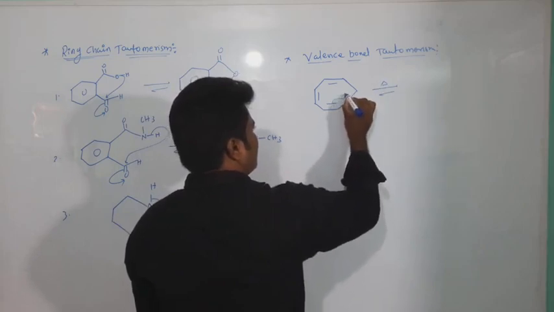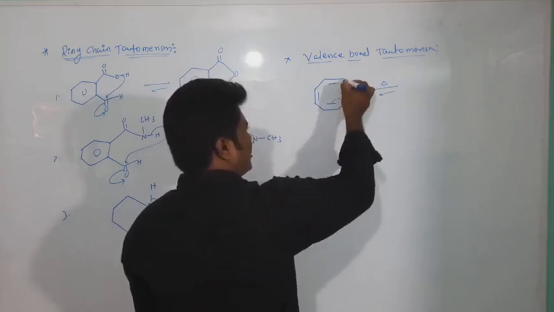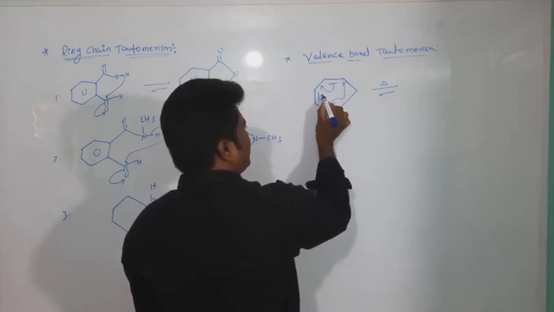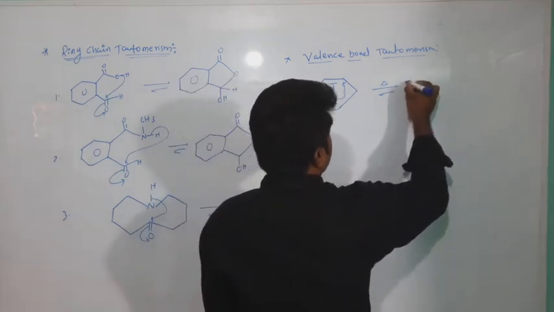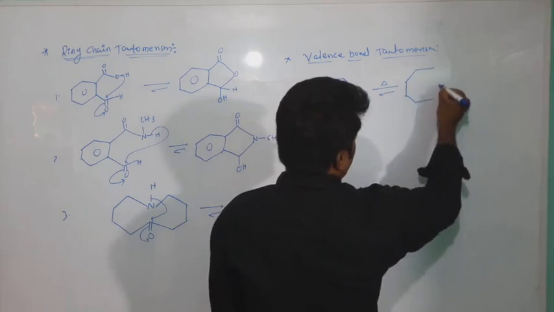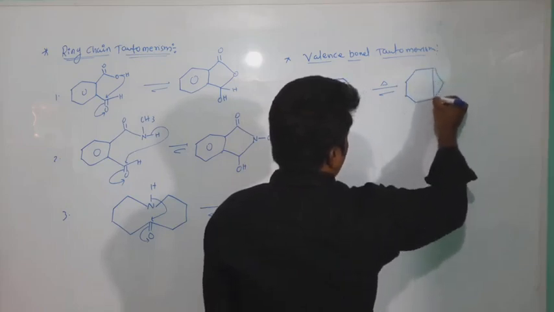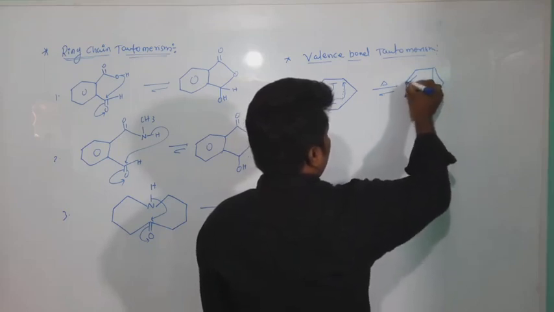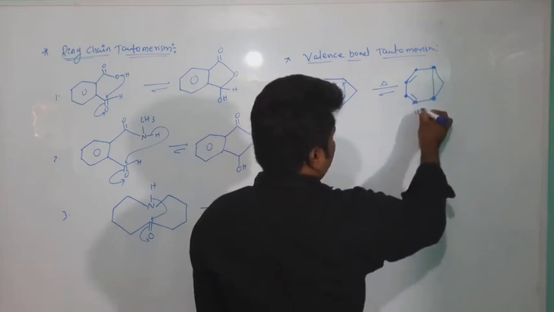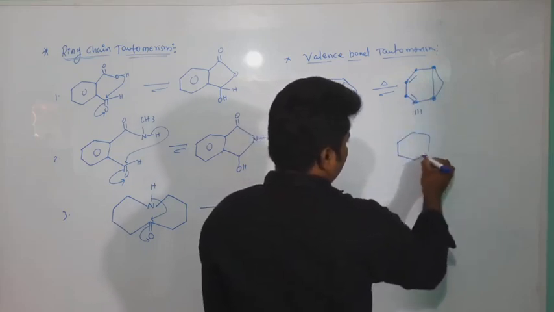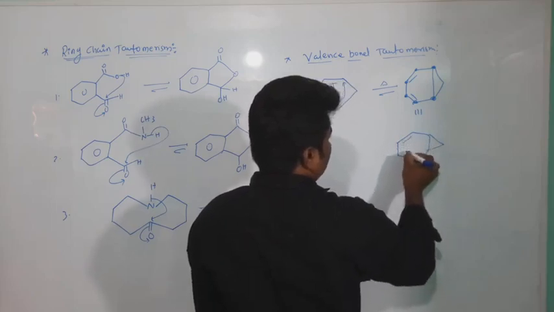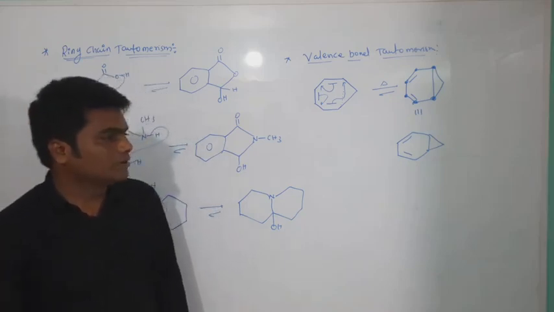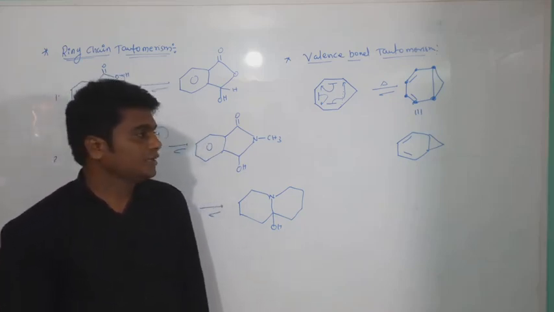See here, this pi electron forms the sigma bond here. It means a sigma bond will form like this. Now this pi electron is transferred to here, and now this pi electron is transferred here. Now write the structure as it is. See here, the new bond is formed here. Pi electrons are transferred. Count 1, 2, 3, 4, 5, 6. It means you can write an equivalent structure here. This is a 6-member ring and this is one ring. So this is valence bond tautomerism. These are the tautomeric structures.